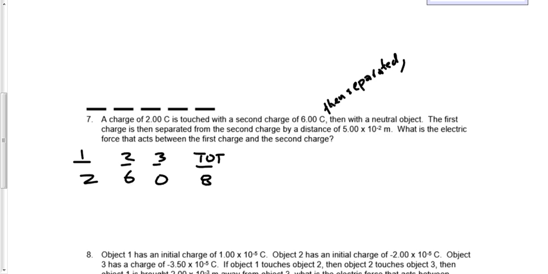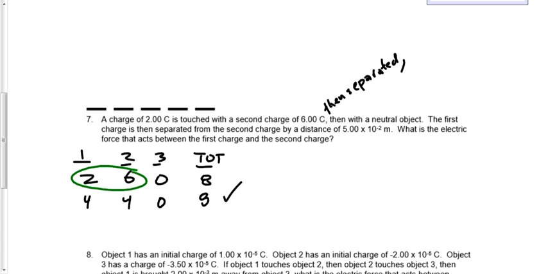Now it says what? The first one, 1 touches 2. If 2 and 6 touch each other, what are they going to balance out to be? 4 and 4. 2 plus 6 is 8, divided by 2 is 4. So add them up, divide by 2. What do we end up with? 4 plus 4 plus 0 is 8. Looks like I've done that right.